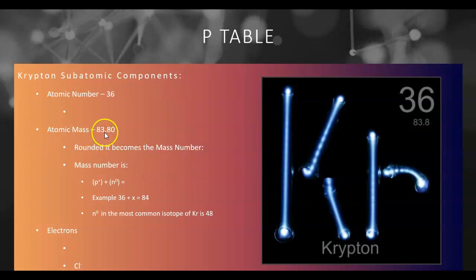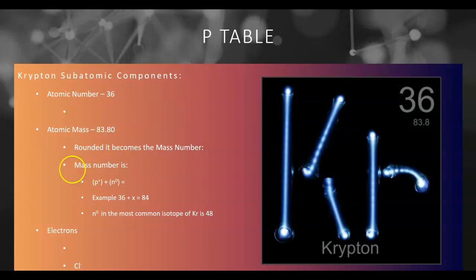So what is 83.80 rounded? Well, we're going to take this number right here, and if it's 5 or higher, we're going to take this number 1 higher, and if it's lower, then we just keep it the same. So since it's 8, which is higher than 5, we're actually going to have our atomic mass, in this case, rounded to our mass number, 84. So the mass number for krypton is 84.